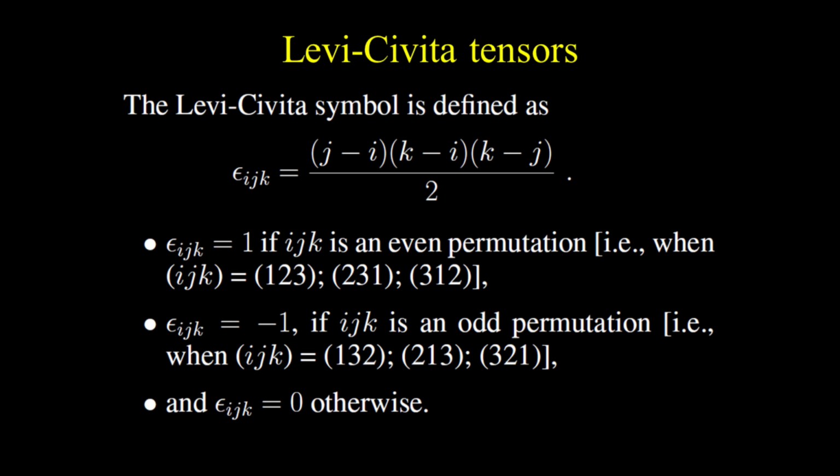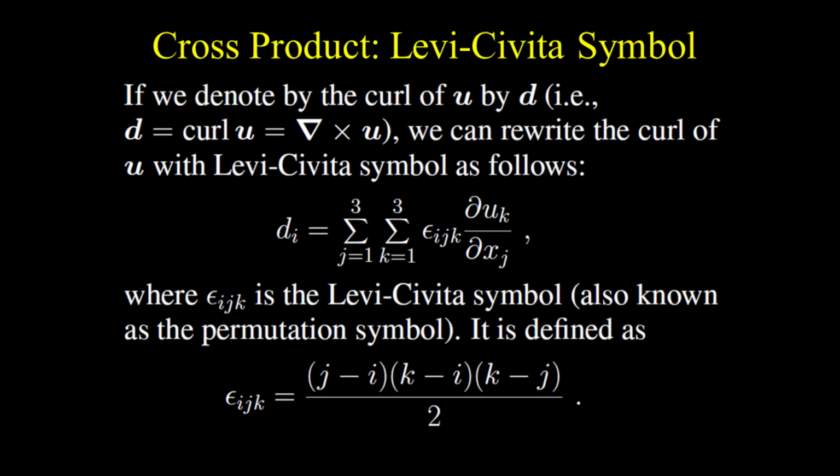Note also that the value of Levi-Civita is equal to 0 if any two of the indices are repeated. The Levi-Civita symbol describes a third-order antisymmetric tensor because the value of Levi-Civita changes sign if any two of the indices are interchanged. If we denote the curl of U by D, we can rewrite the curl of U with Levi-Civita symbols as follows.